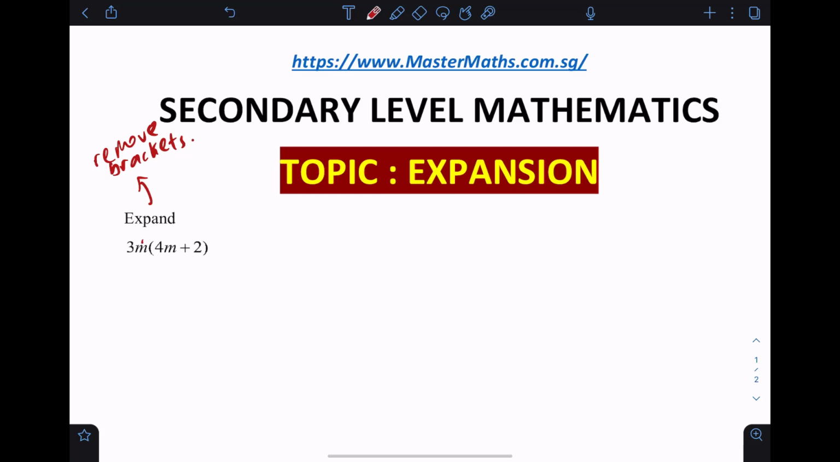So the 3m that's outside goes in, multiplied to 4m. It is also multiplied to positive 2 as well. So 3 times 4 is 12. M times m is m squared. So 12m squared plus 3 times 2 is 6. And 6m will be there. So this is how you expand this particular algebraic expression.